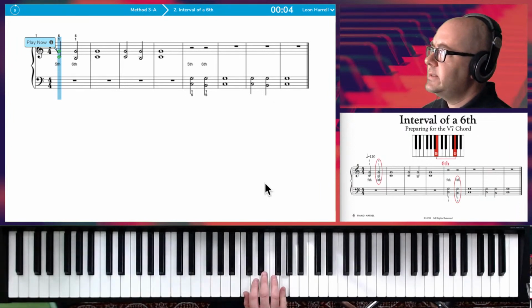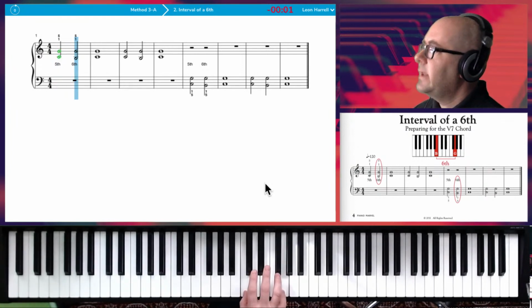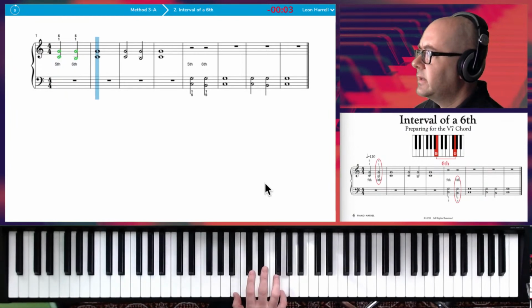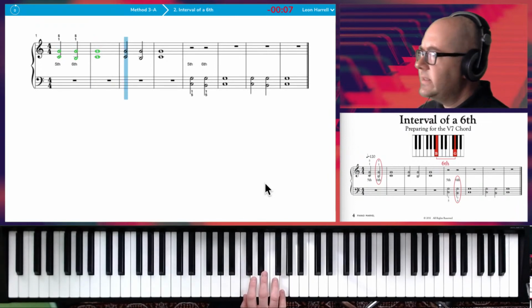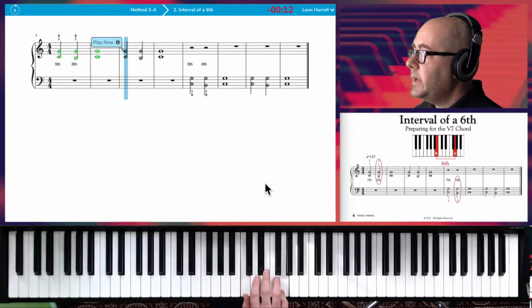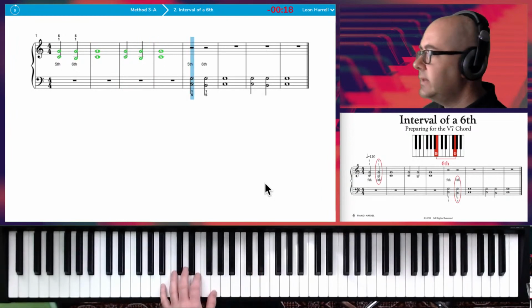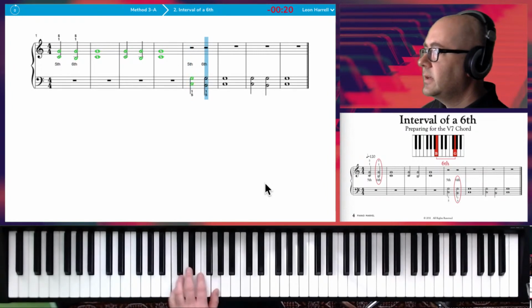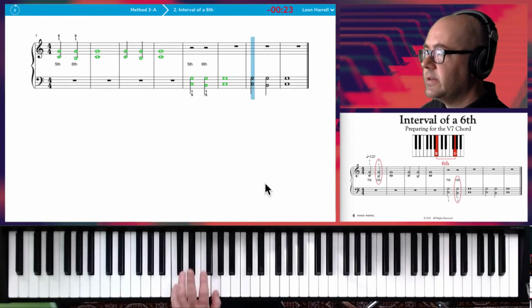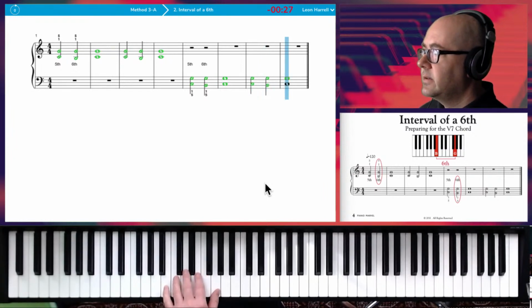So that first interval is a 5th. The next interval is a 6th. All right, and then we're coming back to playing the 5th again. The same figure, these same 3 intervals are repeated. So 5th, 6th, 5th. Looking in the left hand, they're repeating the same thing. 5th, 6th, 5th. And one more repetition, 5th, 6th, 5th.